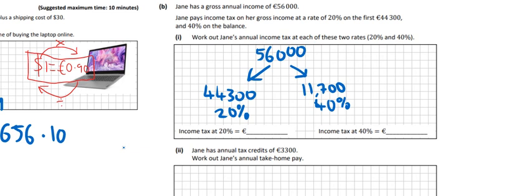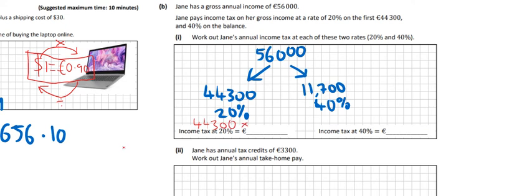So what you need to do here is find 20% of 44,300 first, and that's going to give the income tax at 20%. There's a few different ways of doing that. You could do 44,300 multiplied by 20 and the percent button on the calculator, if your calculator has one. You could convert it to a decimal, or to a fraction. You could do 44,300 multiplied by 1 over 5, because 20% is the same thing as 1 over 5 as a fraction.